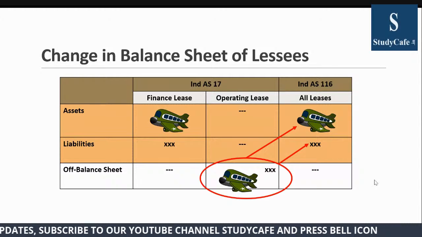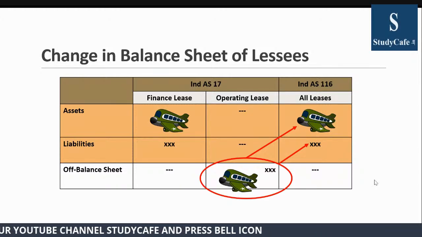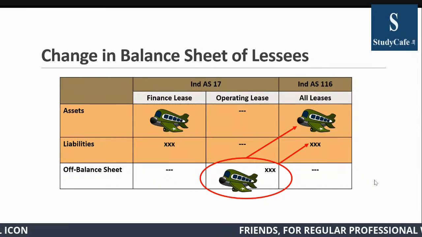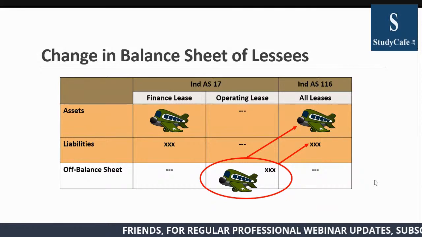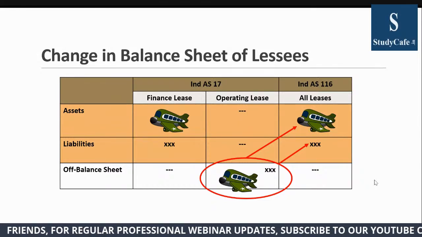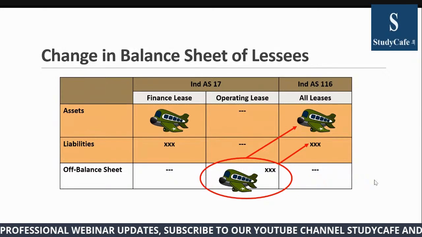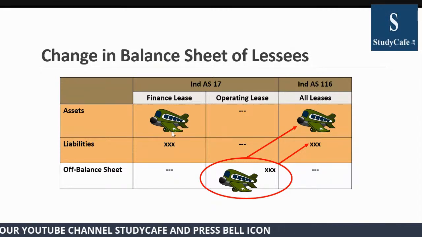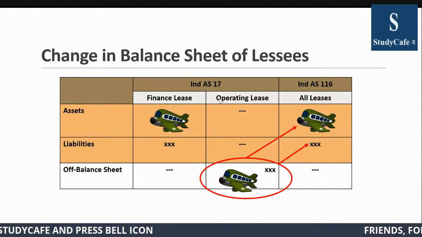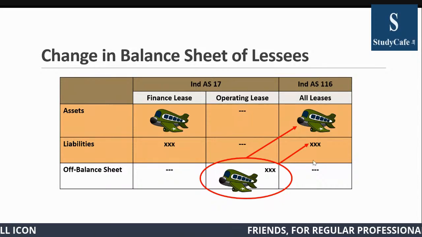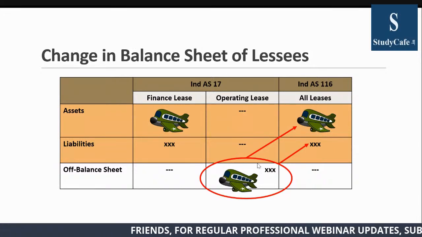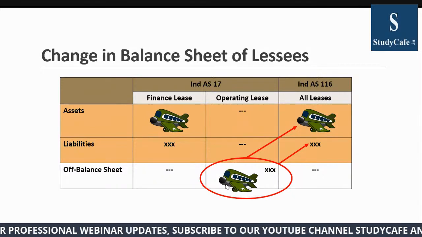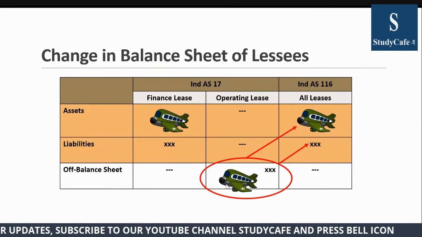Now, as I told you, off balance sheet items have come on the balance sheet of the lessees, right? And that is for the majority of the leases. Operating leases were 70% of the total leases in the world, right? So how will the balance sheet look? If you can see on the screen, in Ind AS 17, in finance lease, the asset was there on the balance sheet, liability was there on the balance sheet. That's fine. But in case of an operating lease, there was no asset and no liability on the balance sheet. But there was a disclosure required in the notes, and hence we said that the operating lease used to be an off balance sheet financing.